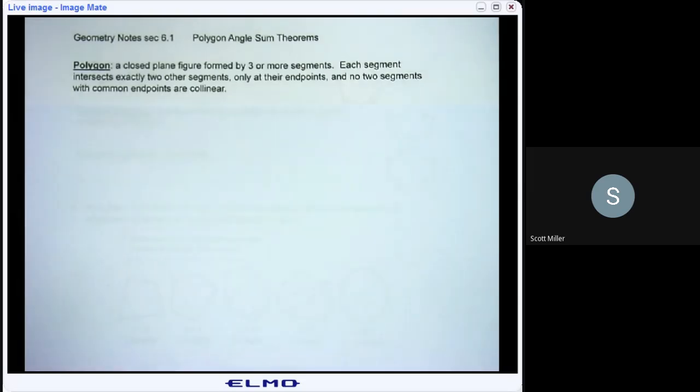Okay, so this lesson is section 6.1. We're going to be looking at polygon angle sum theorems. So first off, we're going to talk about what is a polygon. By definition, a polygon is a closed figure formed by three or more segments. Each segment intersects exactly two other segments at their endpoints, and no two segments with common endpoints are collinear.